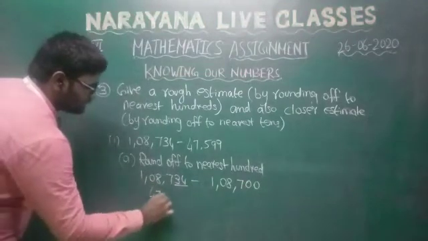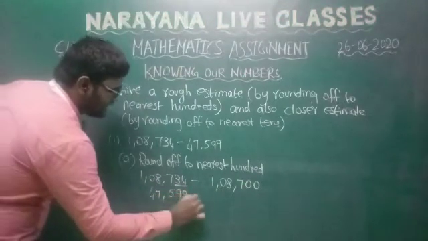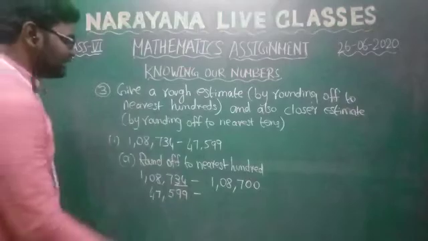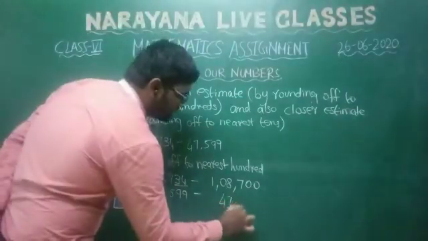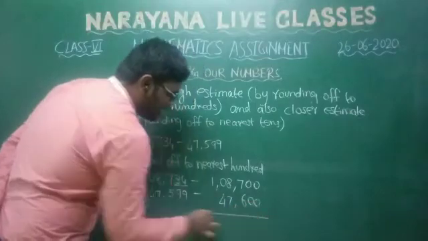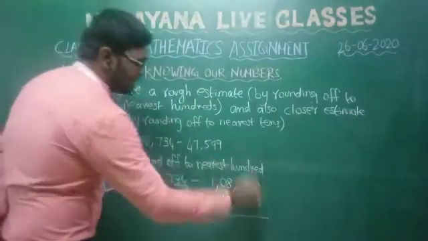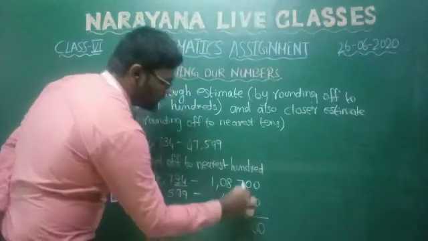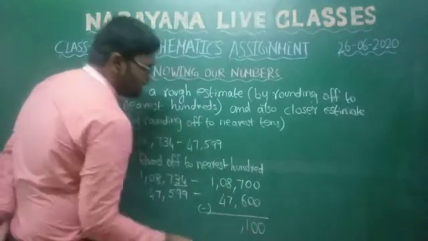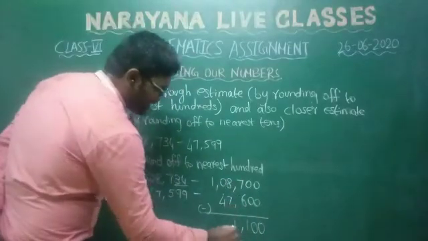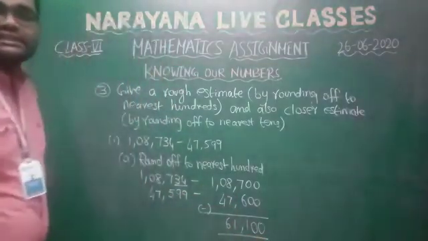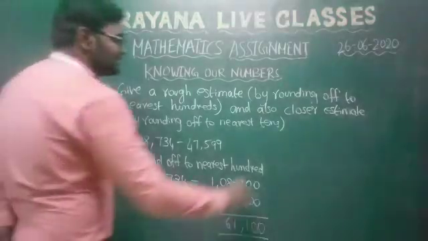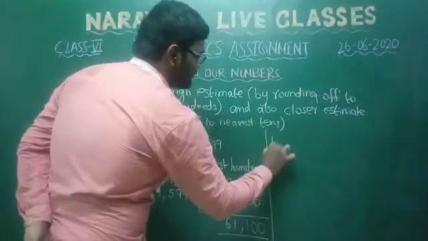Similarly, 47,599. If you round off to the nearest 100, 99 is greater than 50, so it will become 47,600. And find the difference between them. 0, 0, 7 minus 6 is 1. Again 8 minus 7 is 1. 10 minus 4 is 6. The answer is 61,100.